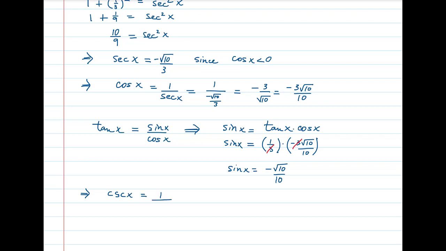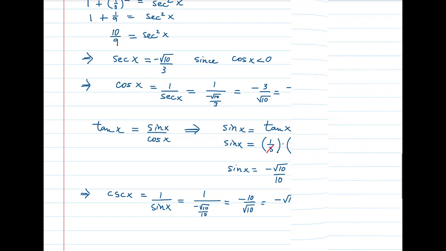Cosecant is 1 over sine, using our reciprocal identities. And since we just figured out what sine is, that would be equal to 1 over negative square root of 10 over 10. So we end up with cosecant of x equal to negative 10 over square root of 10. And we can rationalize it again, and we're going to end up with negative square root of 10.